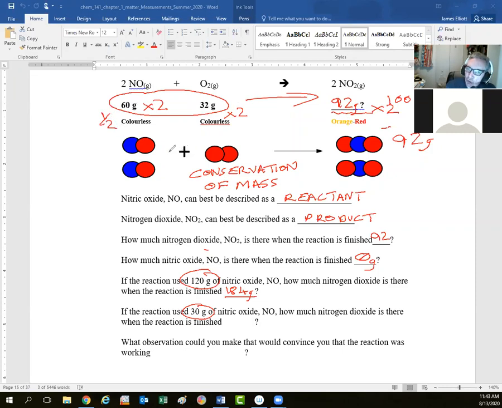So just like any good cooking recipe, if you use half the amount of starting ingredients, you expect to make half the amount of product, or half the number of cupcakes. So instead of producing 92 grams, we would produce just 46 grams of the product. Double everything, you get double the products, hopefully. Half everything, you get half of the products. And then what observations could you make to convince you that the reaction was working?